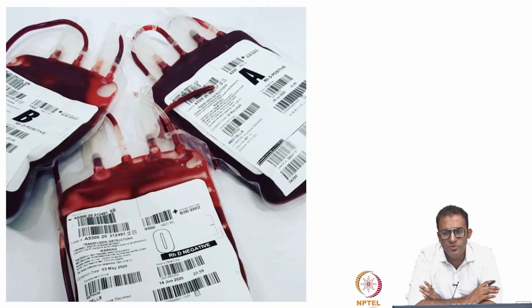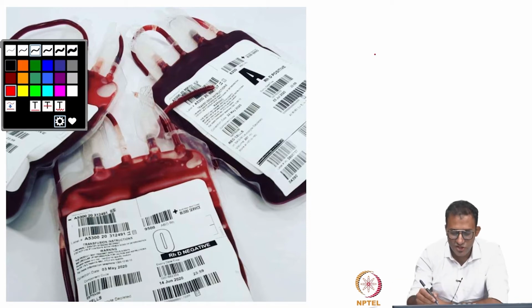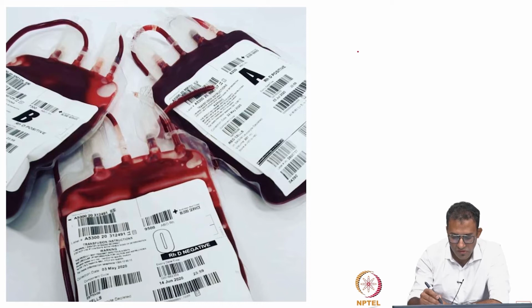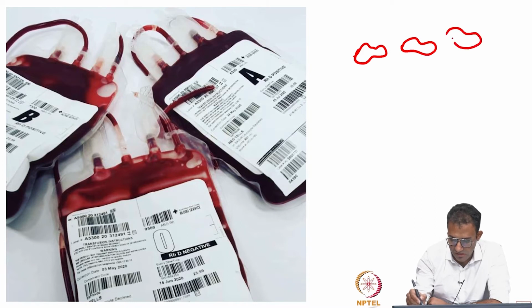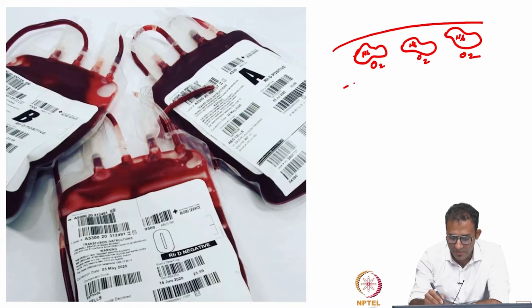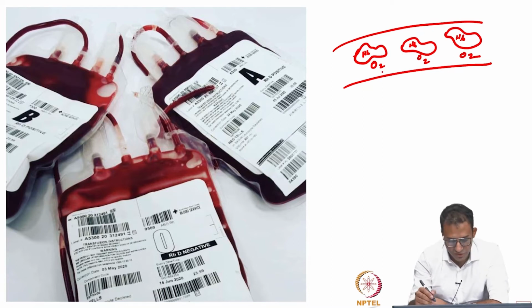So you have to understand what is blood. Blood is essentially in the form of RBCs, red blood cells. So what do these carry? They carry hemoglobin. And in this hemoglobin we have oxygen attached, and basically these RBCs travel in the blood vessels and deliver oxygen to the tissues.